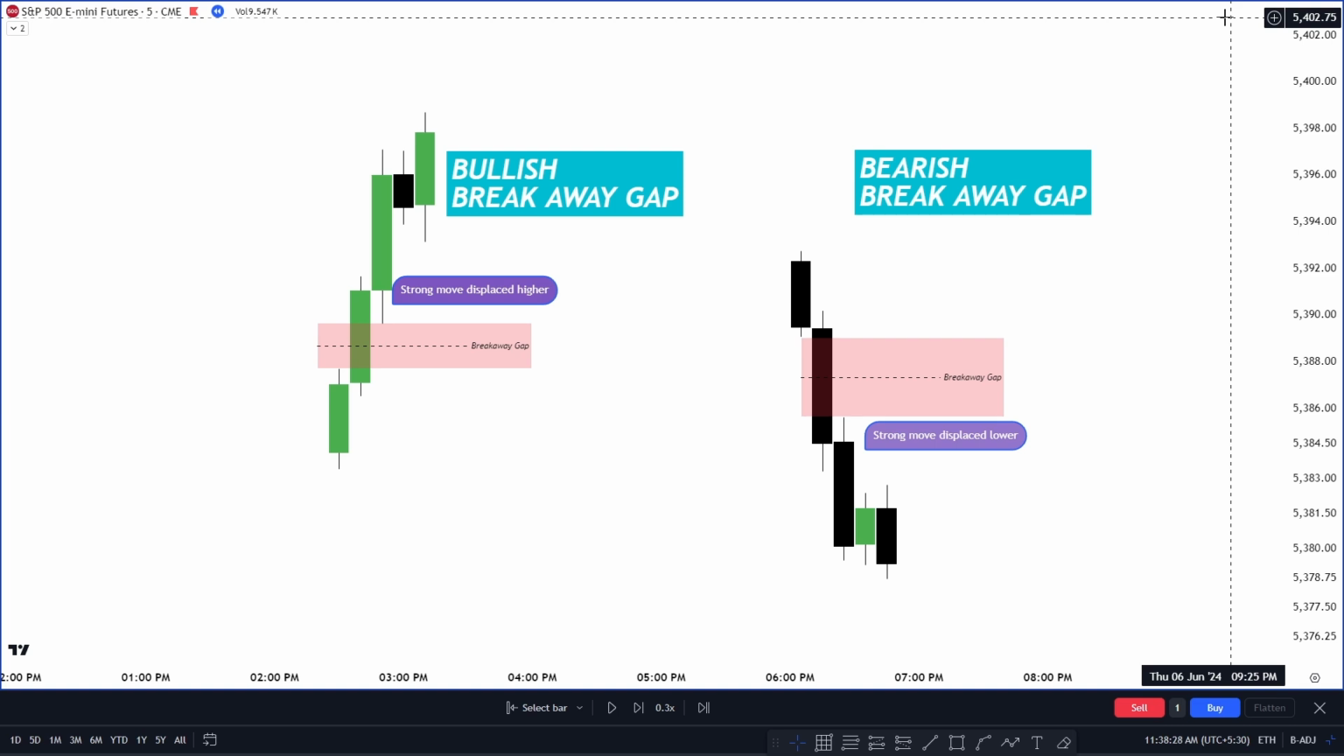In a bullish breakaway gap, price created a strong move upside with a fat body, indicating price to continue higher. Similarly, in a bearish breakaway gap, price created a strong move downside with a fat body, indicating the price to continue lower. Let's see some examples of breakaway gaps.